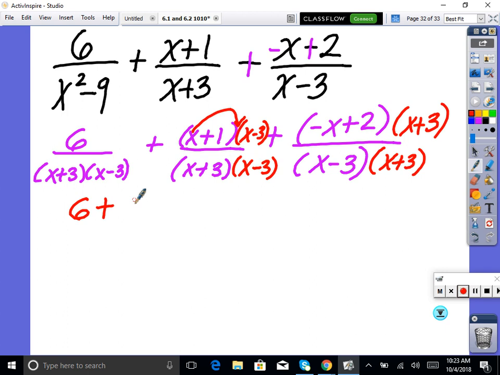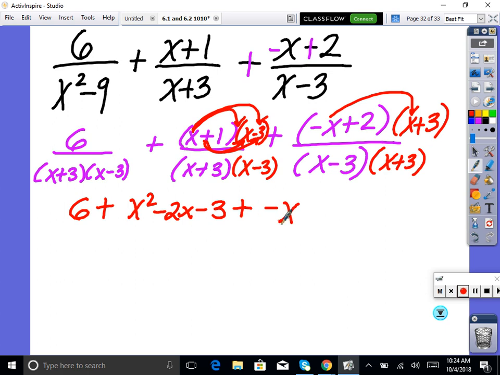X times x is x squared. Now I'm going to do it in my head again because I am really careful. Negative 3x plus 1x is negative 2x. 1 times negative 3 is negative 3. Then I have a plus sign, don't I? Negative x times x is negative x squared, is it not? Negative x times positive 3 is negative 3x, and then I have plus 2x, which is minus x. Positive 2 times positive 3 is plus 6.